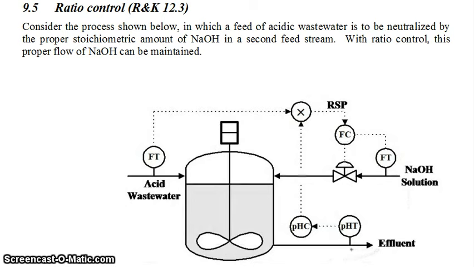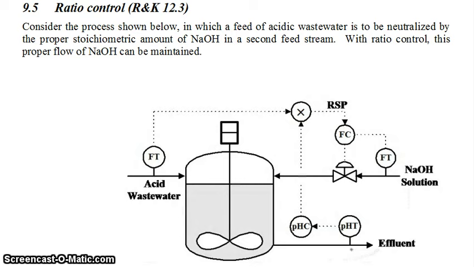In this screencast, we're going to be talking about an advanced control method called ratio control. As an example, consider this process shown below, in which the feed of acidic wastewater is supposed to be neutralized by the proper stoichiometric amount of sodium hydroxide in a second feed stream.